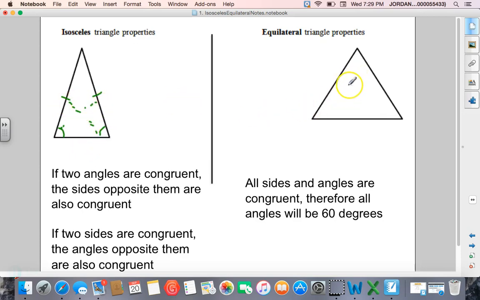Alright, so equilateral triangles, a little bit easier. We know with equilateral triangles, if all three angles are equal, then all three sides are equal. And the opposite is also true. If we're told all three sides are equal, then we know all three angles are equal. And we don't just know they're all equal, we also know that they're all 60. It's the only thing they could possibly be if they're all the same and they add up to 180. The only thing they could be is 60. So every equilateral triangle should have 60-degree angles.